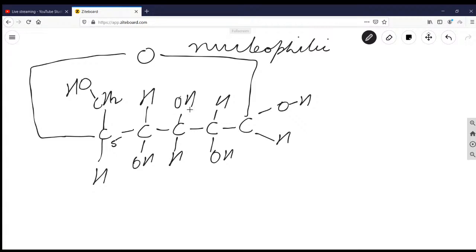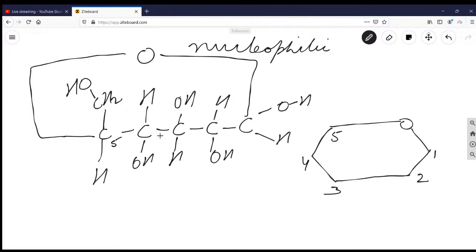Now how will you be writing it? You will be writing it like this. Only O will be written separately, rest you have carbon, so we don't write carbons as a rule. At each center this is the first carbon, this is the second carbon, third carbon, fourth carbon, this is the fifth carbon. Okay, 1, 2, 3, 4, 5, so we don't write that. Sixth one is the O, which completes the ring.